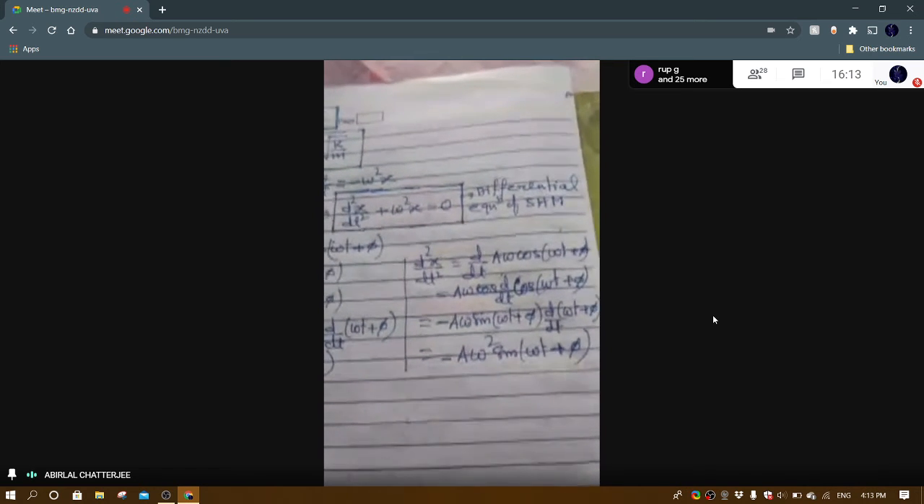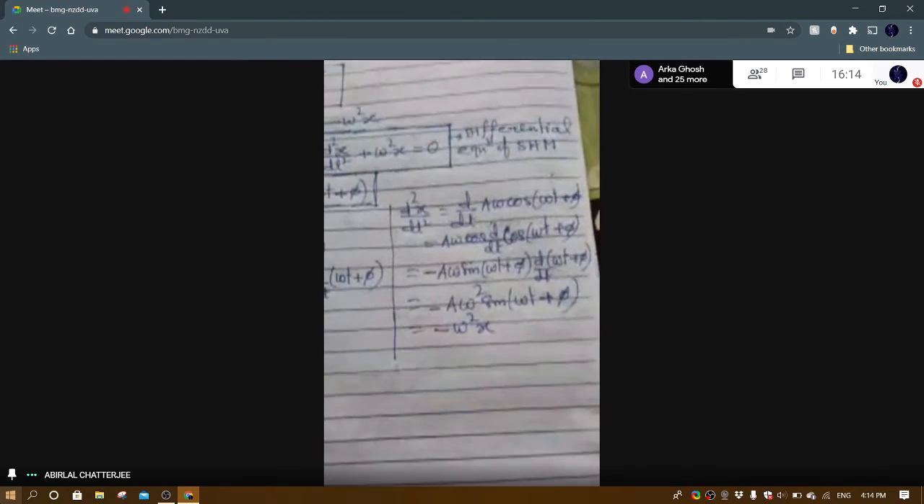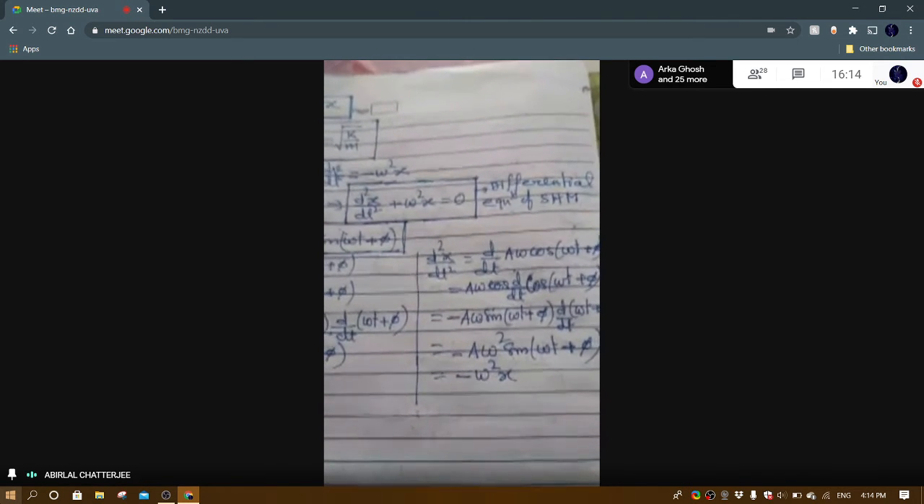A sin(omega t plus phi), x, that is the displacement at any instant of time. So A sin(omega t plus phi) I can write as x, so minus omega square x. Okay, got it?